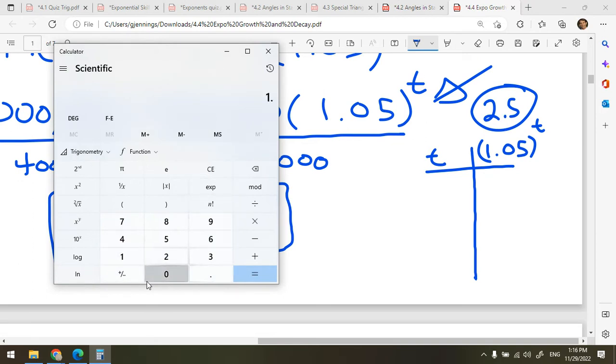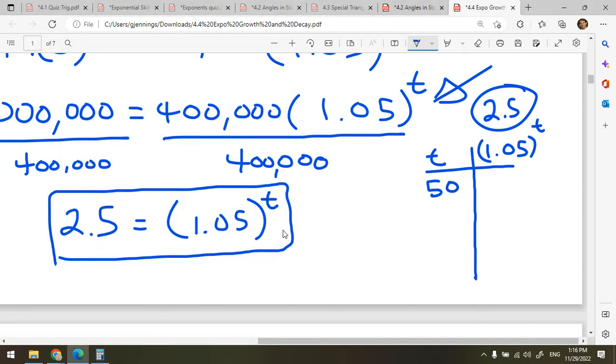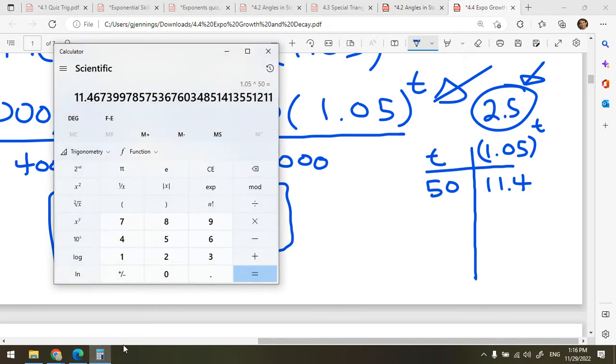I'm going to have 1.05, and let's guess, I don't know, what do you think? Does this look like about 50 years? Maybe 50 years it should take? Let's try 50 years. 1.05 to the 50 equals 11.4. I guessed 50, and the population actually increased by 11.4. 11.4 is much bigger than 2.5, so my guess was much too big.